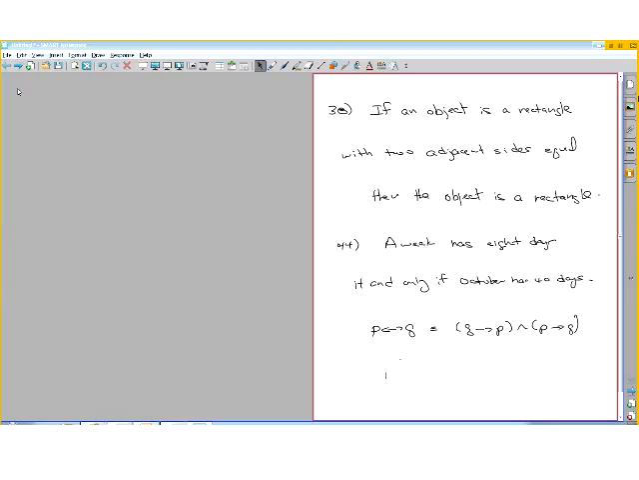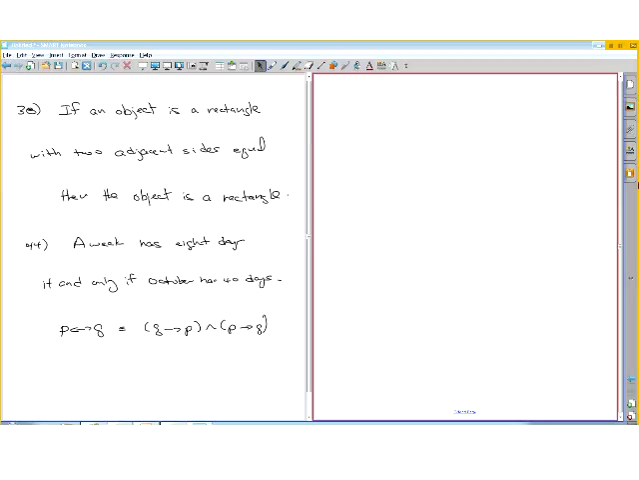Okay, let's look at, lost my cursor again here. Oh, there it is. I need a different cursor. Excuse me again.